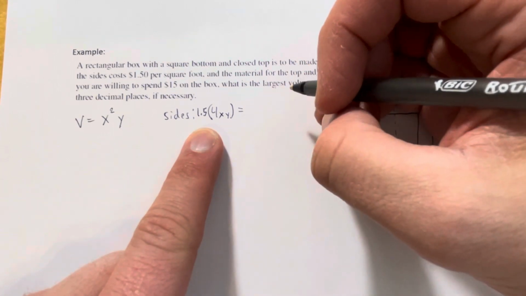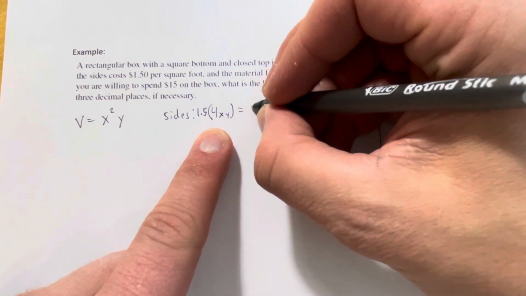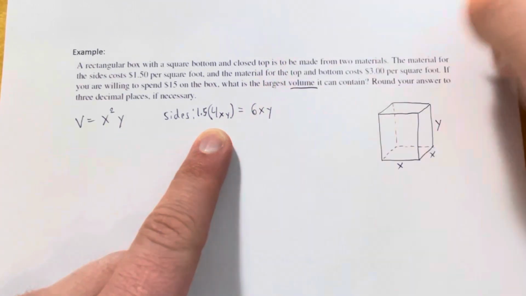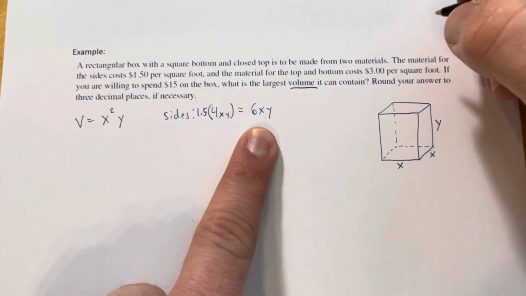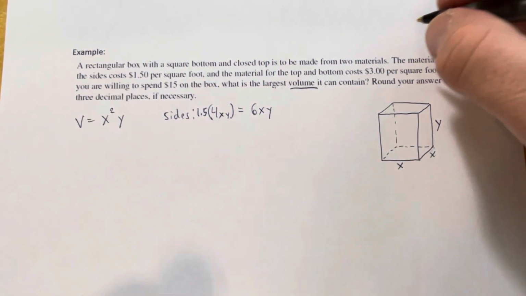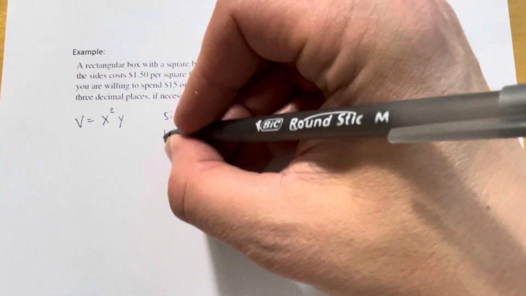1.5 times 4 would be 6xy. So this is going to give me the cost of building the sides. What about the top and bottom?